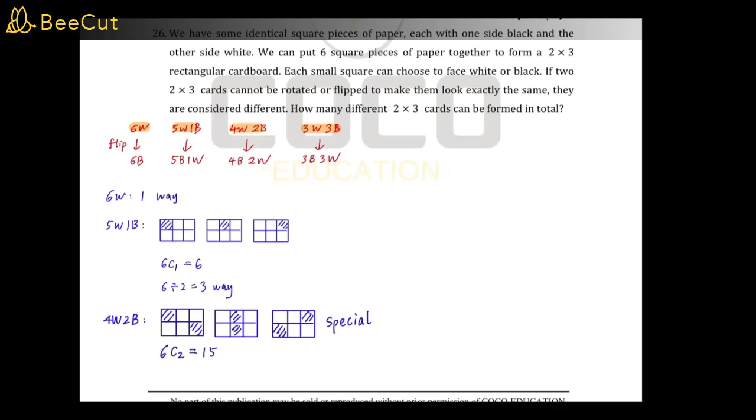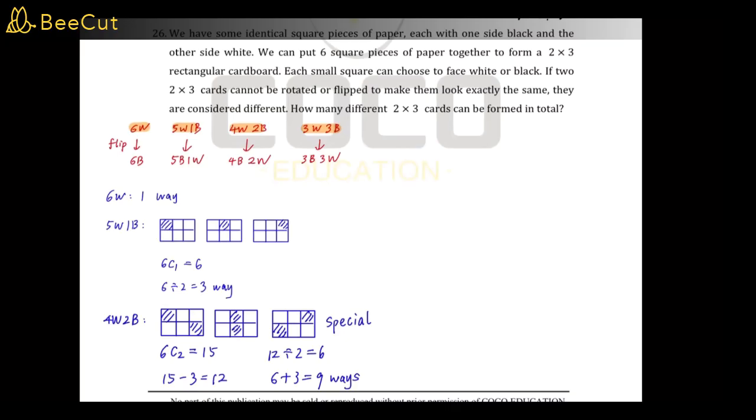Because it's already the same thing after rotation, so there's no double counting here. So we minus 3 first, 12. Now the remaining 12 ways is like just now. After rotation, you get a different pattern. Those two are considered the same way. So divided by 2. That part is 6. Then we add in these 3 special patterns. There's 9 ways in total.